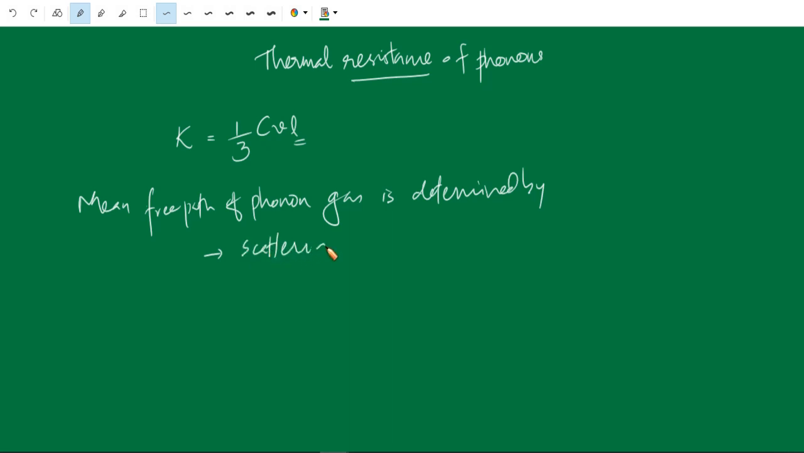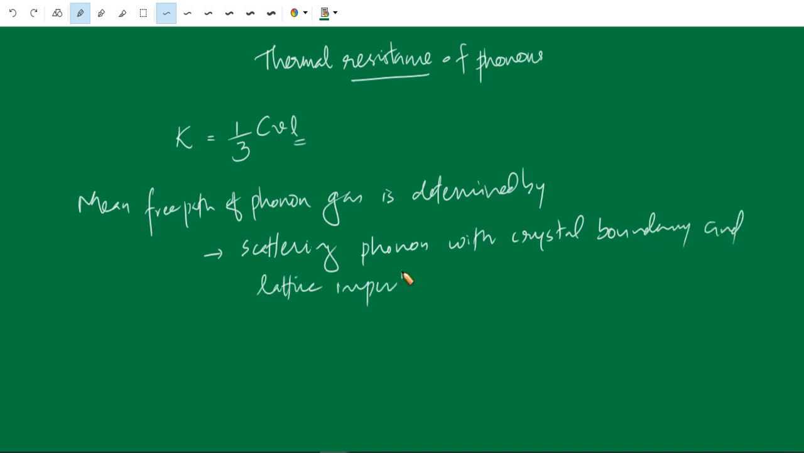One is scattering of phonon with the crystal boundary and imperfection. The scattering of phonon from the imperfection or the crystal boundary may cause a change in mean free path of phonon gas. Similarly, the phonon may collide with another phonon, or the interaction, scattering by other phonons.